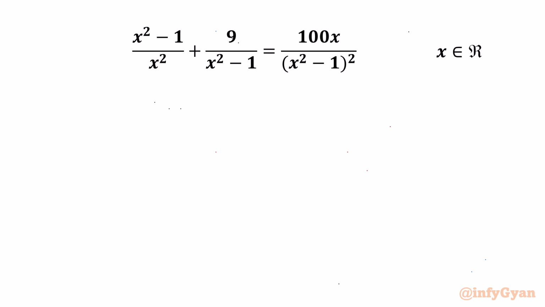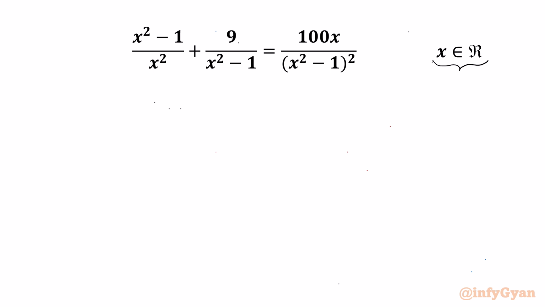In this video, we'll be solving another very interesting question from rational equations. Our equation is (x² − 1)/x² + 9/(x² − 1) = 100x/(x² − 1)². And we are going to calculate all real solutions.